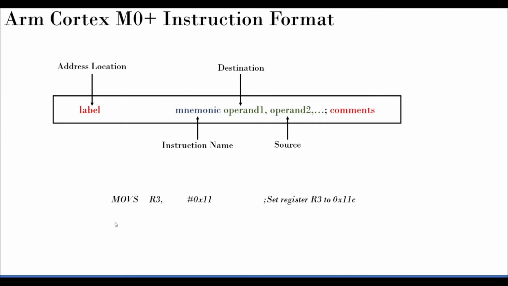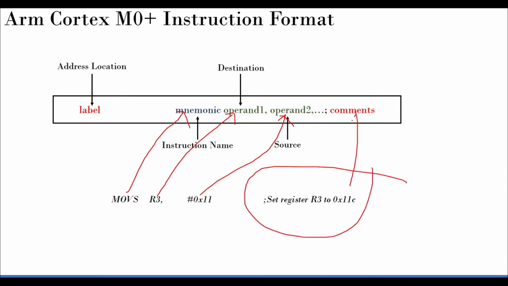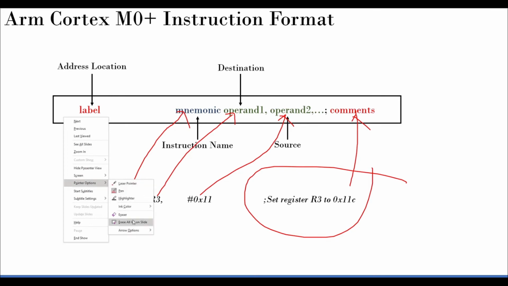So this is the mnemonic. Let me use the pointer. This guy is the mnemonic. Then this is the operand, which is the destination, and this is operand 2, which is the source, and then this is the comment, and there is no label in this case.